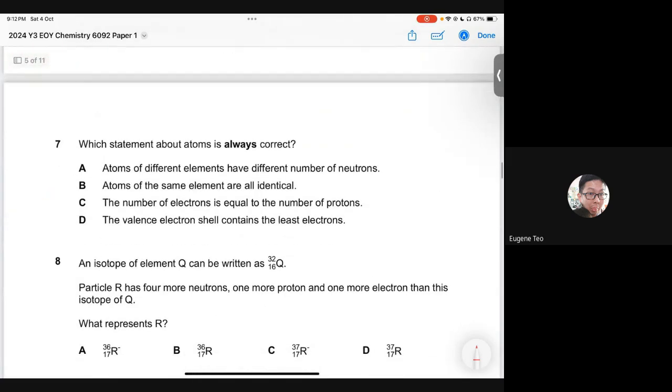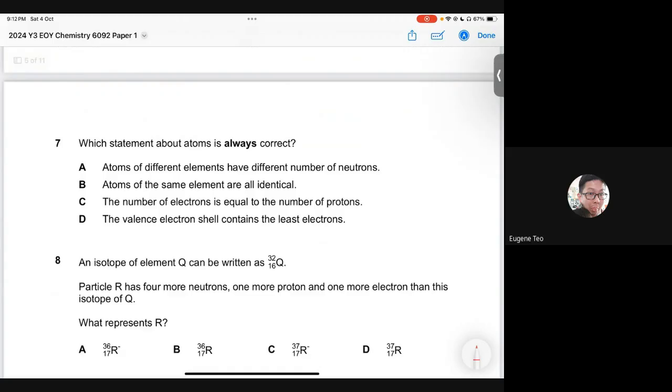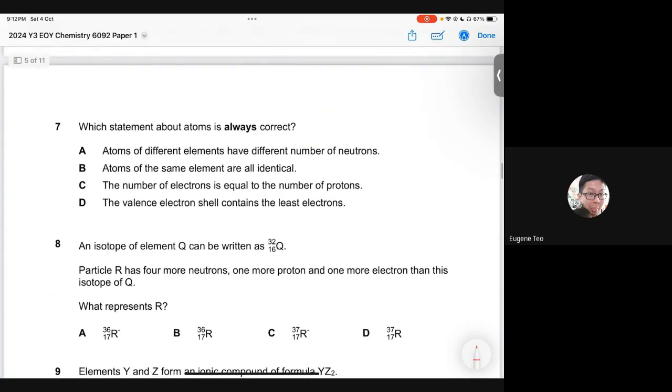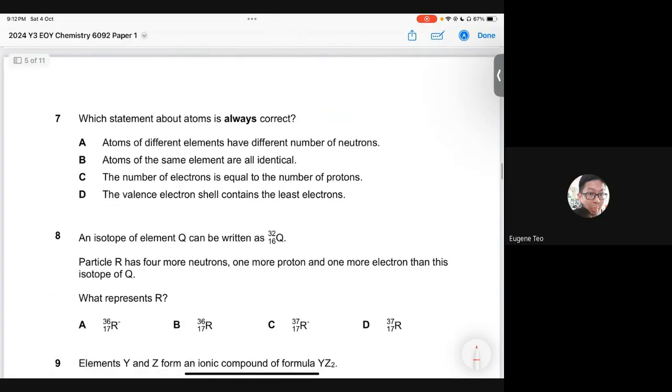I'll pause at question 10 for you to consolidate and take note of the different things as well. Right now I'll just be going through one after the other, but I'll pause at question 10 just for you to consolidate. Okay, next, which statement about atoms is always correct? So this is about atoms, and they say it's always correct.